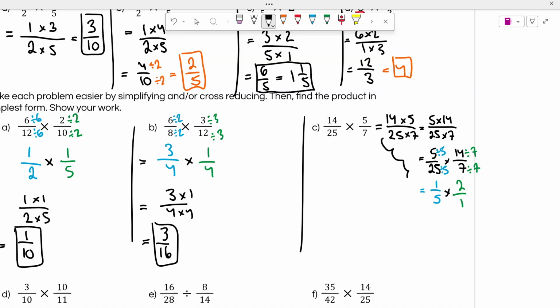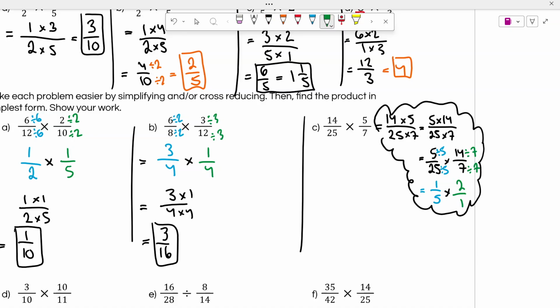So that's kind of the long-winded way of doing cross-reducing. But really what we want to notice is because this order doesn't matter, you can simplify across the fractions. And that's what we mean when we say cross-reducing. You just have to have one factor on the top and one factor on the bottom.